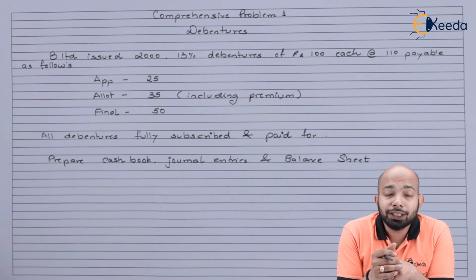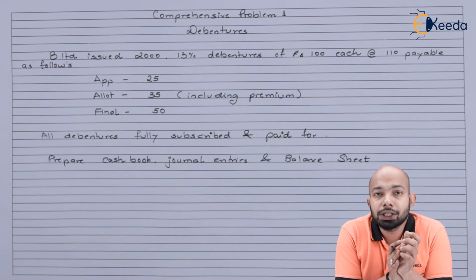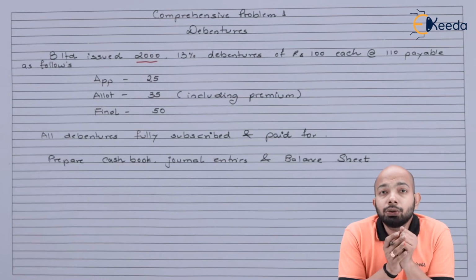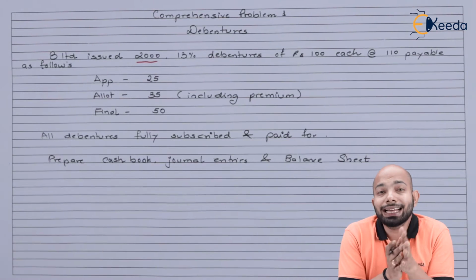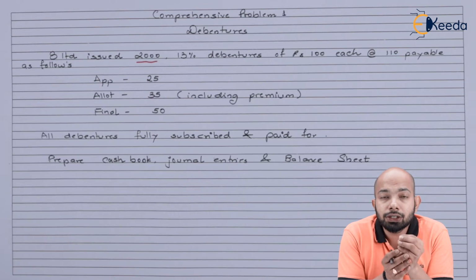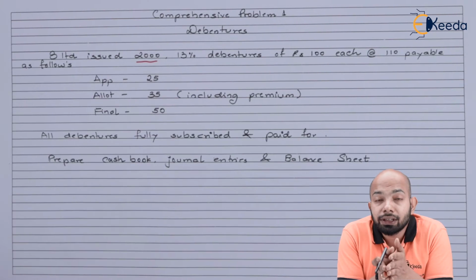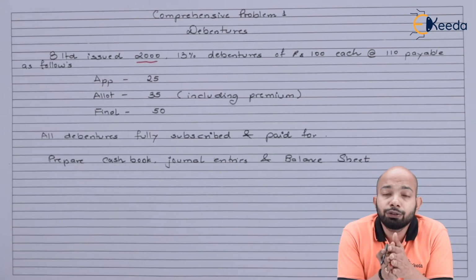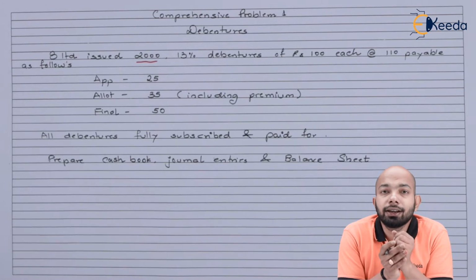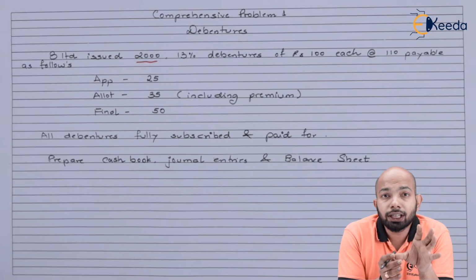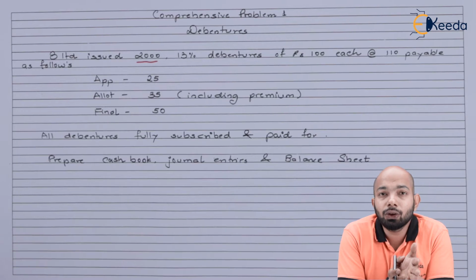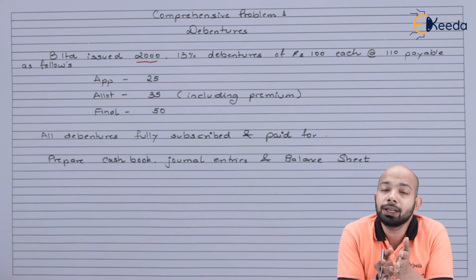So this is a simple illustration. It is about B Limited, which has issued 2000 13% debentures. As this is a debenture, we are supposed to provide interest, unlike shares where we provide dividends. So 13% debentures were issued of rupees 100 at rupees 110. That means the face value of the debenture is 100, you are issuing it at 110, which clearly states that a premium is being paid.